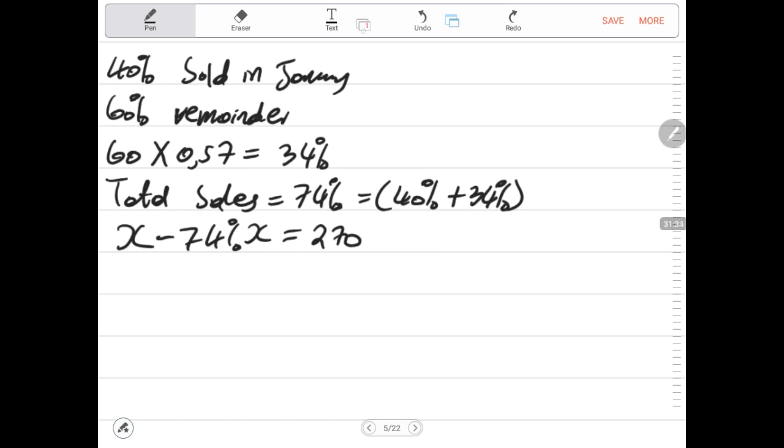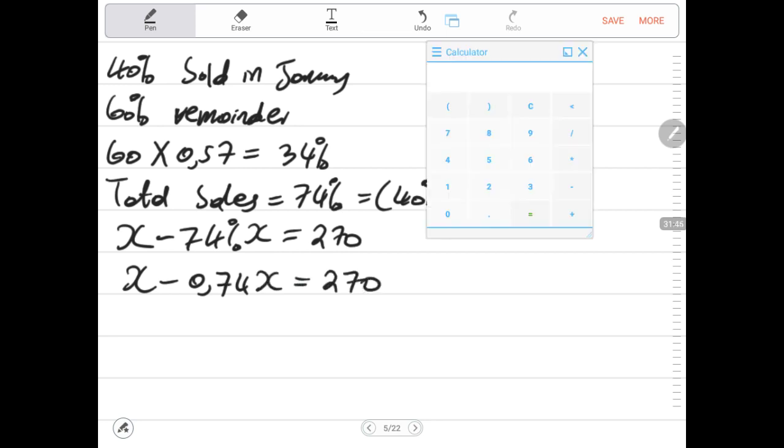Then we need to use our percentages. In this case, it will be X minus 0.74X is equal to 270. Remember, I'm just changing the percentage into a decimal. That means I have to say 1 minus 0.74. Remember, this X is 1 because 1 in this case indicates 100% of the sheep that we had.